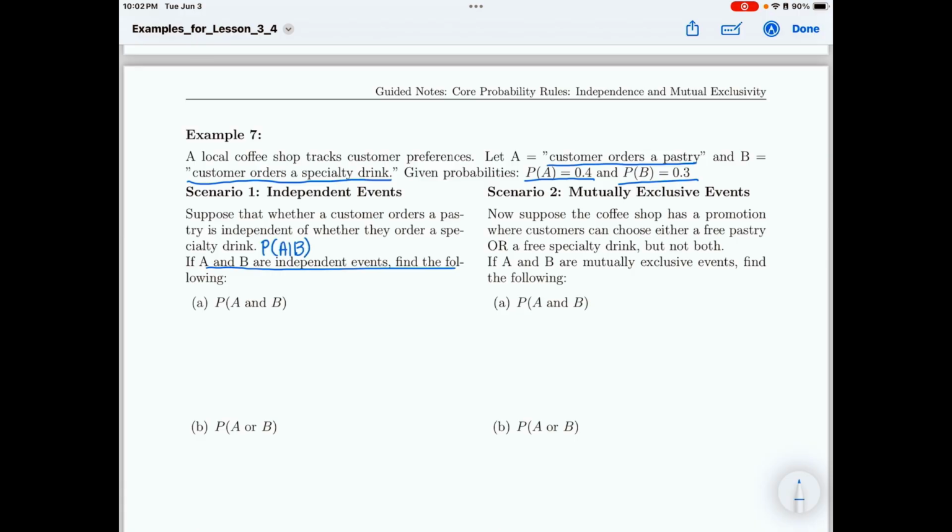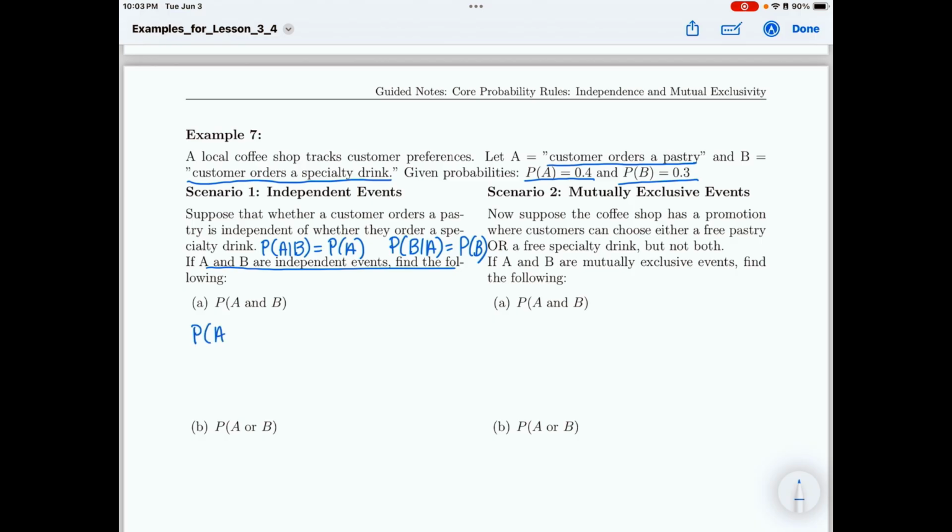If A and B are independent events, then we know that the probability of A given B is the same as the probability of A. And then we can reverse the letters and also say that the probability of B given A is also equivalent to the probability of B. And we know this because the events are independent.